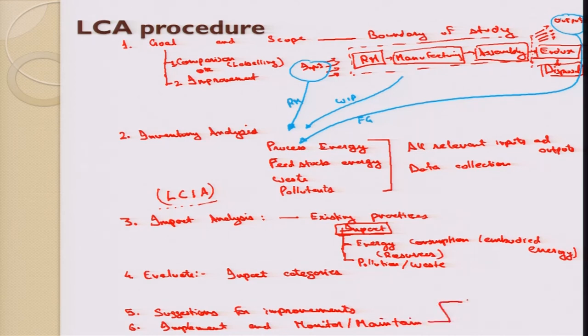For maintain, we need to have the feedback, that because we were looking into existing practices here in the third step, the existing practices were sought, and we'll have feedback for new practices. Feedback for new practices, and based on the feedback, we'll try to control. So this is a general procedure for life cycle analysis.